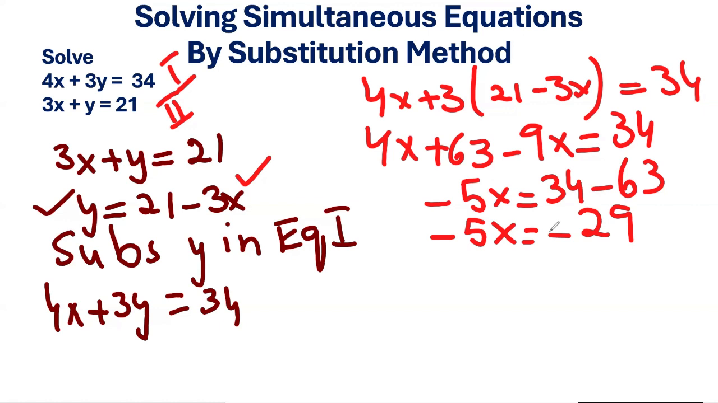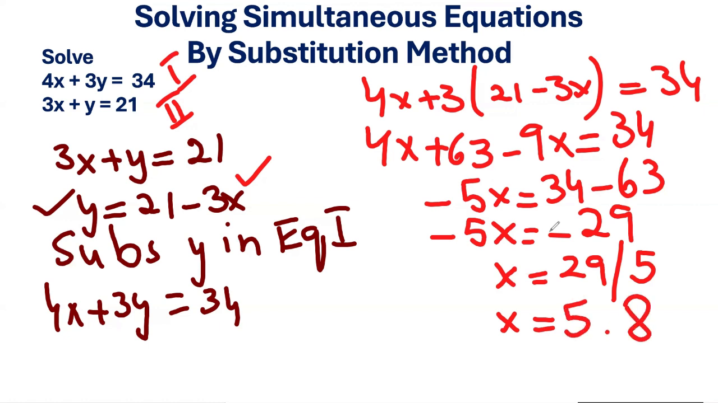From here, you can find the value of x. Minus and minus can be cancelled, and x is equal to 29 divided by 5. This will give you the decimal value. 29 divided by 5 is 5.8. This is the value of x, 5.8.